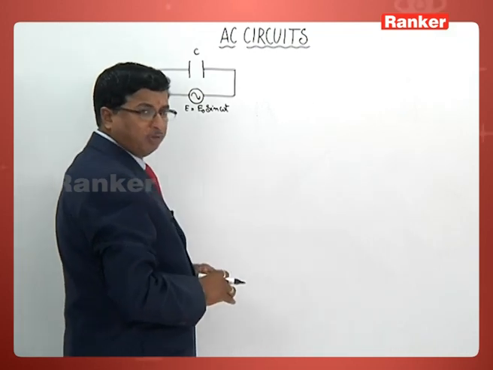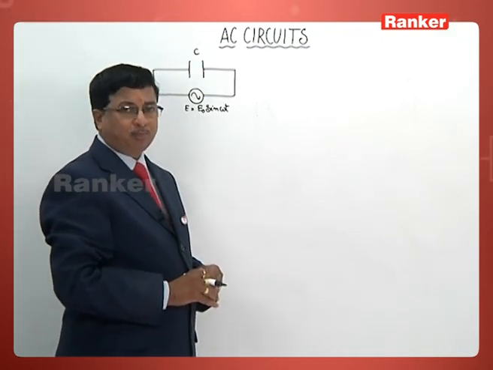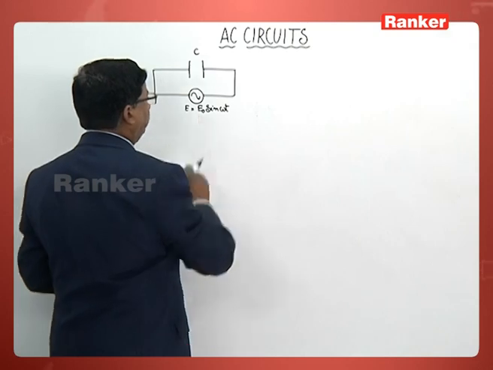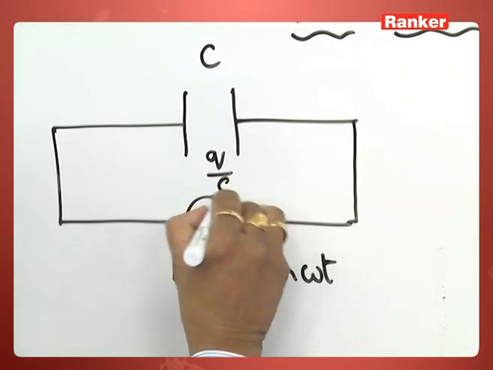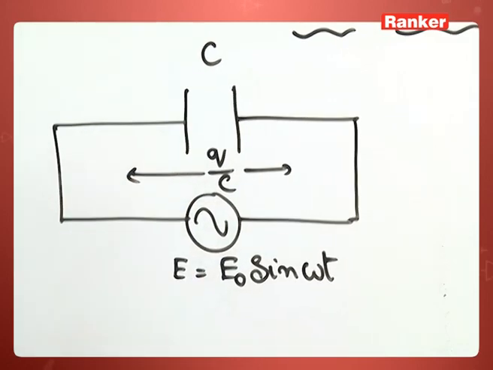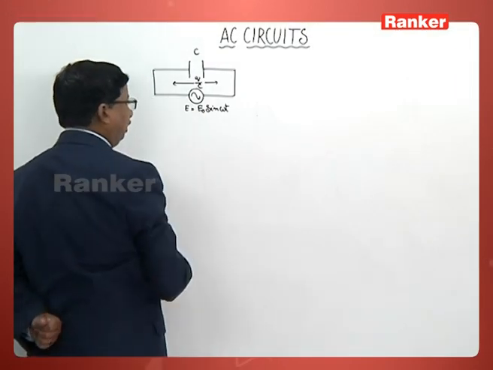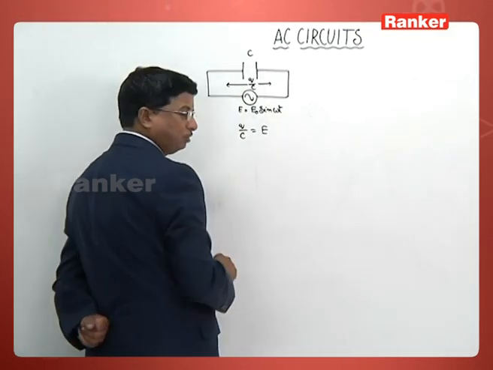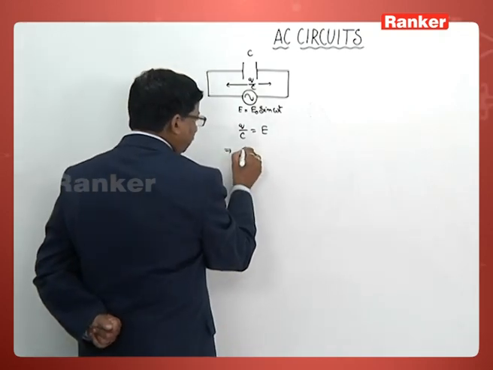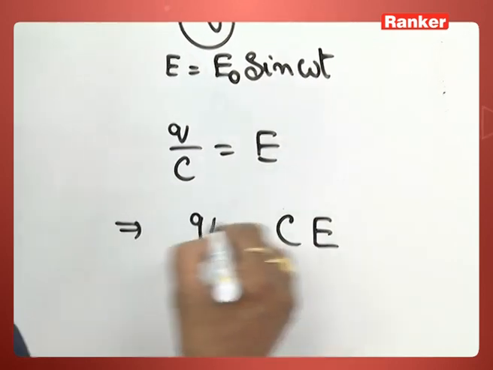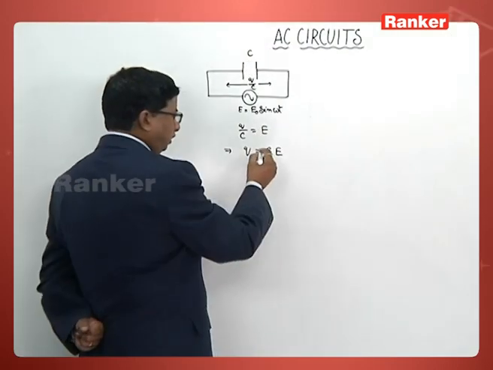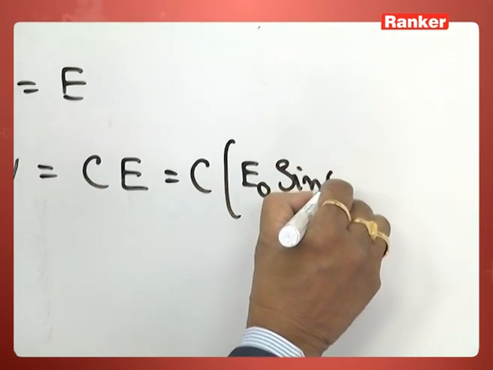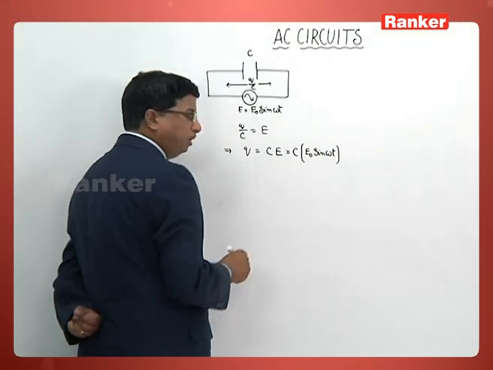But we know C is equal to Q by V. Thereby, the potential difference across that one, V is equal to Q by C, we can write. So, what one can understand here is Q by C must be equal to E according to this circuit. In other words, Q can be written as CE. At the same time, C into E naught sin omega t, that is the input EMF which has been supplied to the system.